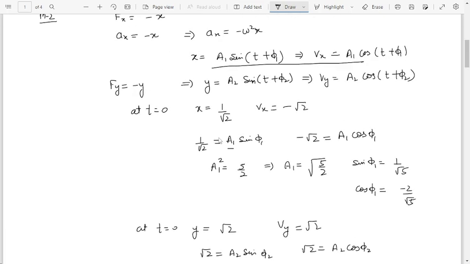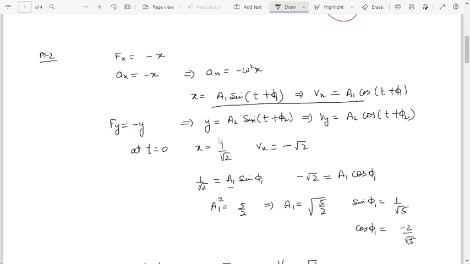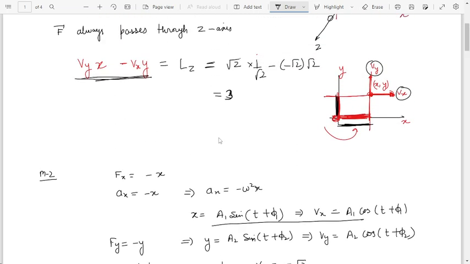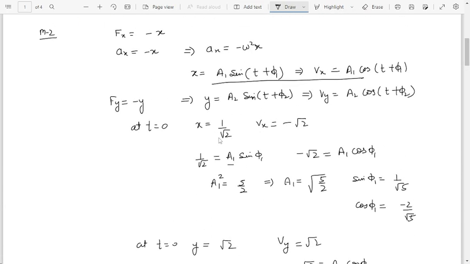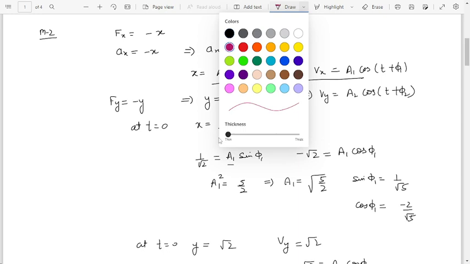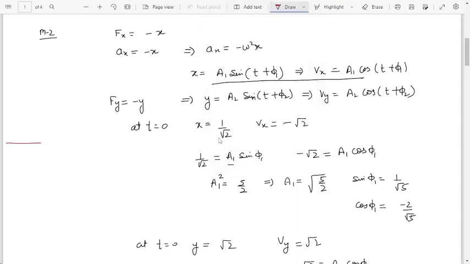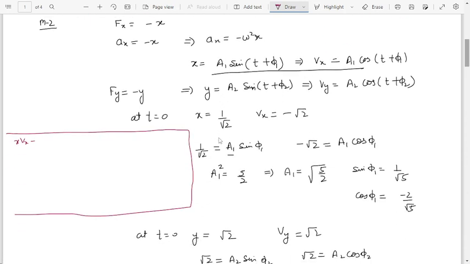Correct. Now we have gotten the value of x, vx, y, vy. So just use these values to compute x vy minus vx y. I'll do this here itself, in this box, so that you can check the values. So it was x vy, yes, x vy minus vx y.